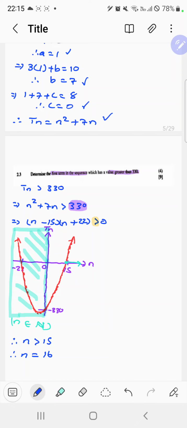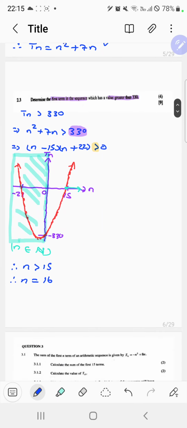So that is how you can go about this one. But other people just say, when is Tn equal to 330, and solve that. Then you'll see that it's going to be 15. Then you know you want to go just one digit up, which is going to be 16. So you can do it that way also.